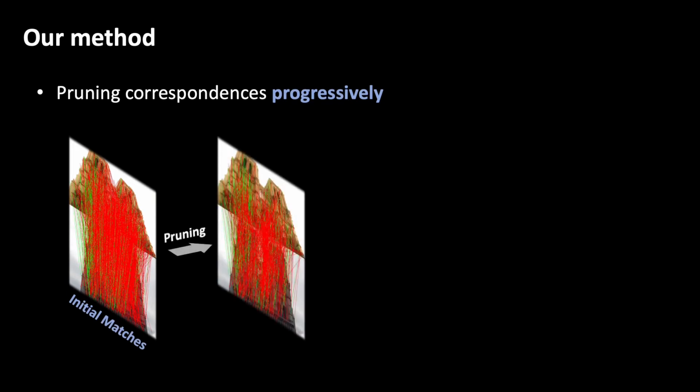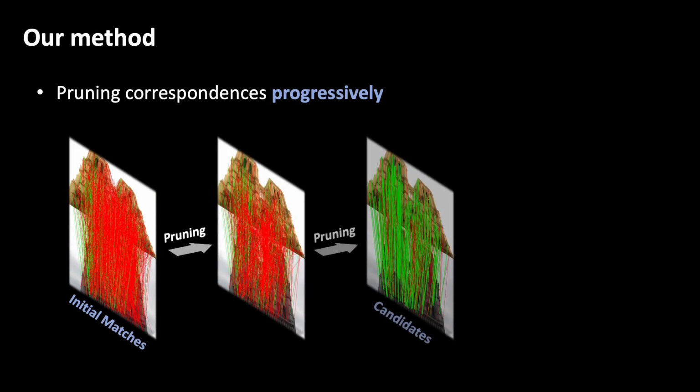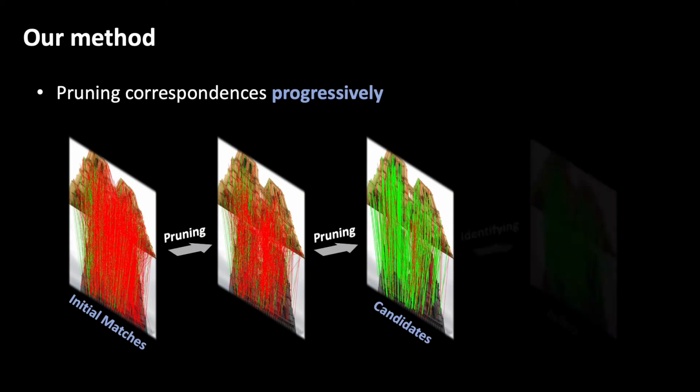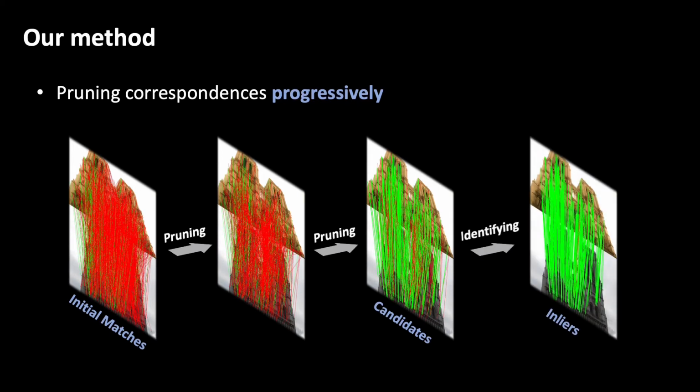To handle the problem of unbalanced data, we suggest pruning the correspondences progressively. Given the initial matches, instead of classifying them in a one-shot manner, we propose to prune them step by step. After progressive pruning, the selected candidates are more reliable than initial matches since the majority of outliers has been removed. Therefore, it is way easier to identify inliers from the candidates.